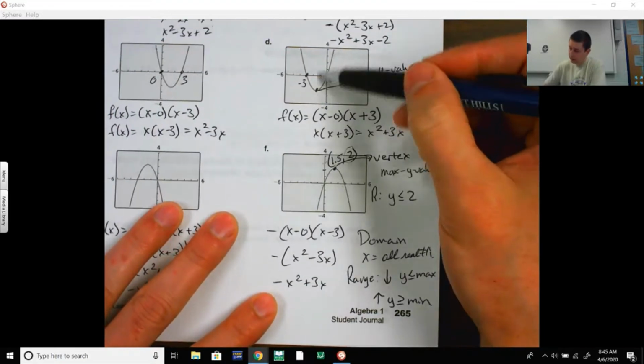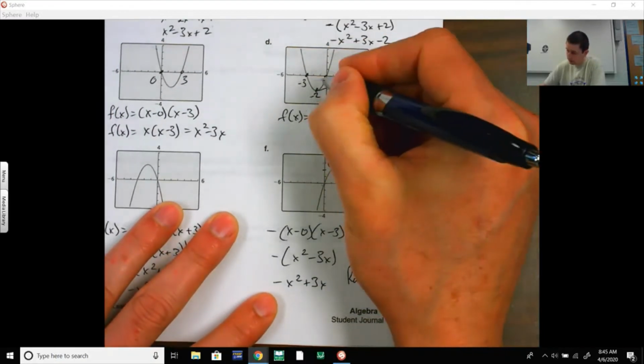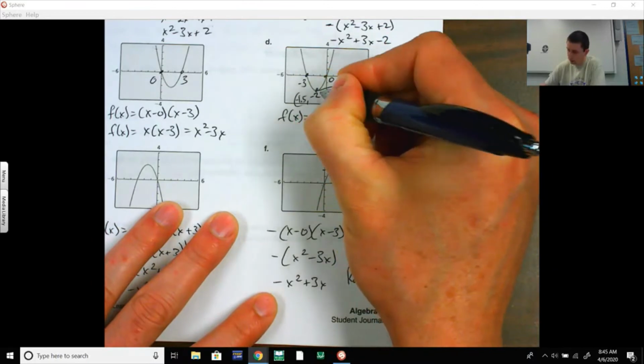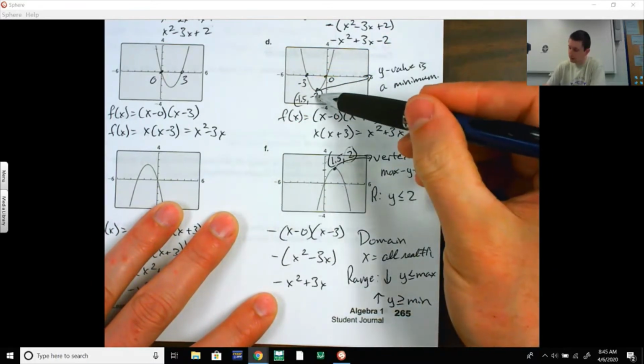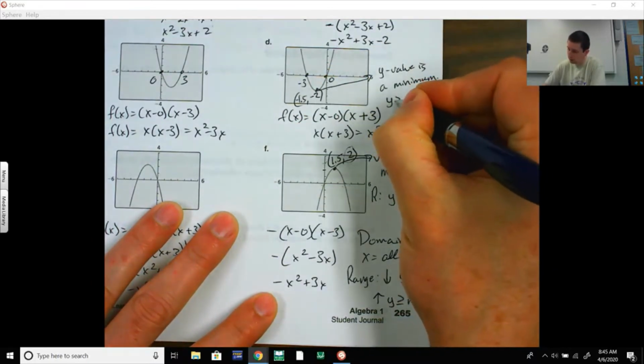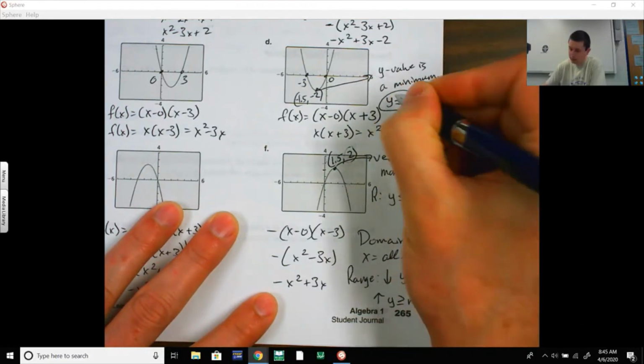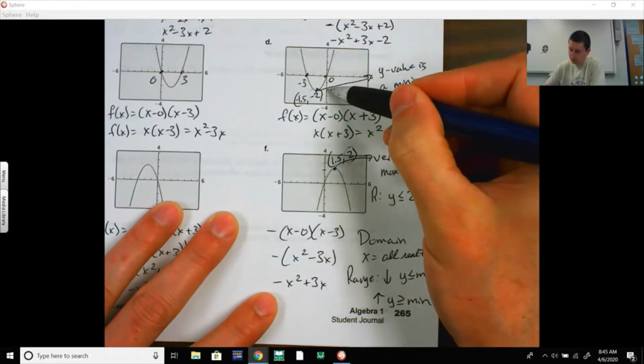This one's going up. It's down here at negative 2. So this is negative 1.5, negative 2. That's my vertex. And it's going up, so y is greater than or equal to negative 2. That would be your range for this one, because it starts, negative 2 is the lowest, and it's going up from there.